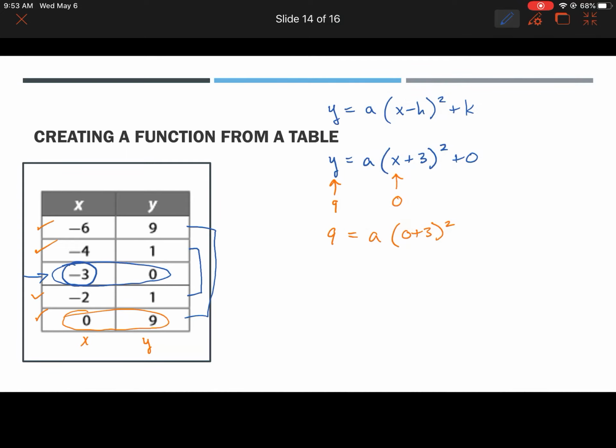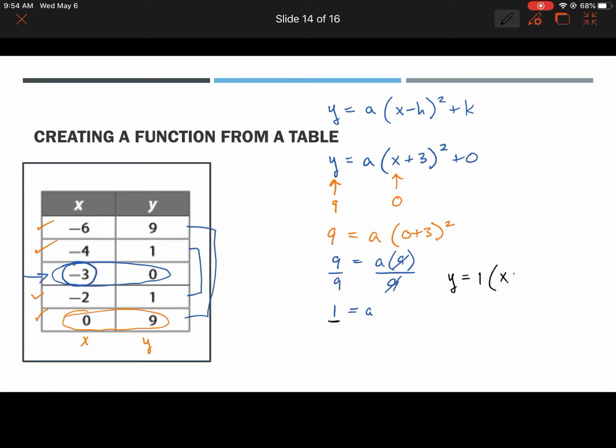So 0 plus 3 is 3. 3 squared is 9. So what I actually have is a times 9. And in order to get a by itself, I'm just going to divide both sides by 9, which works out nicely because now I know my a is 1. So now you have all the information you need to write the function in its completeness. We know the a value is 1, so this is just a 1.